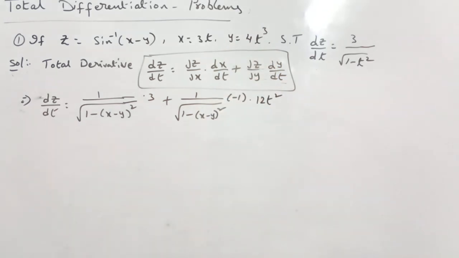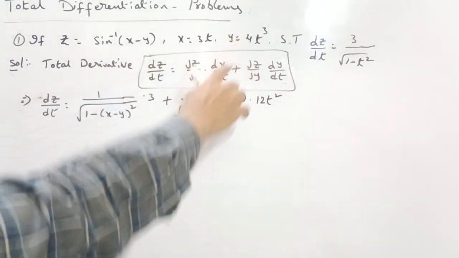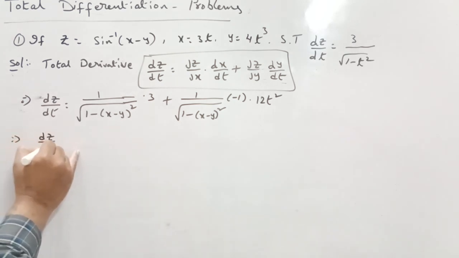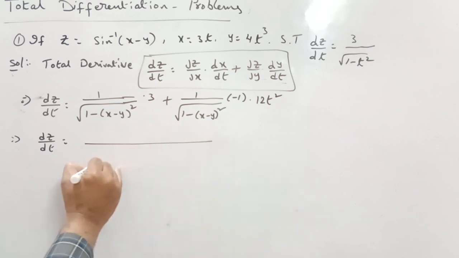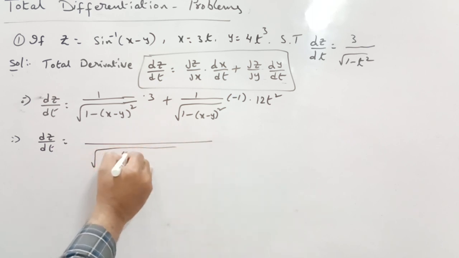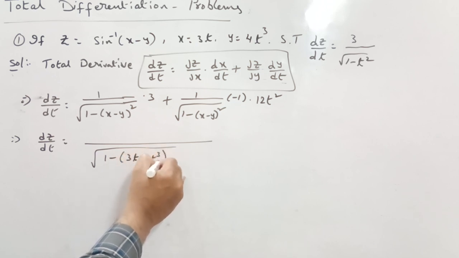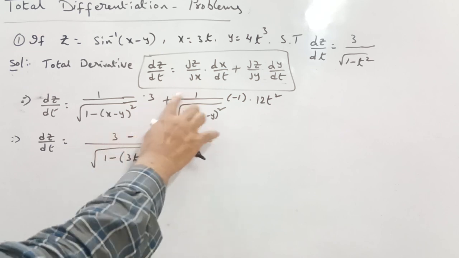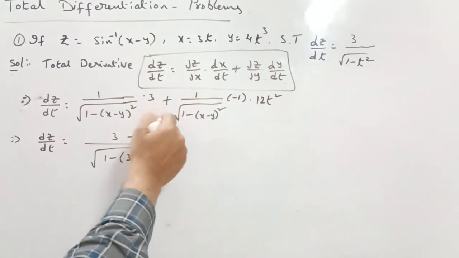What do you get here? 12t square you get, right? Now substitute x is equal to 3t and y is equal to 4t cube here. So dz by dt is equal to, both denominators are same, take the common denominator, square root of 1 minus (3t minus 4t cube) whole square. So 3 ones are 3, plus into minus minus 12t square, we are getting 12t square, right?